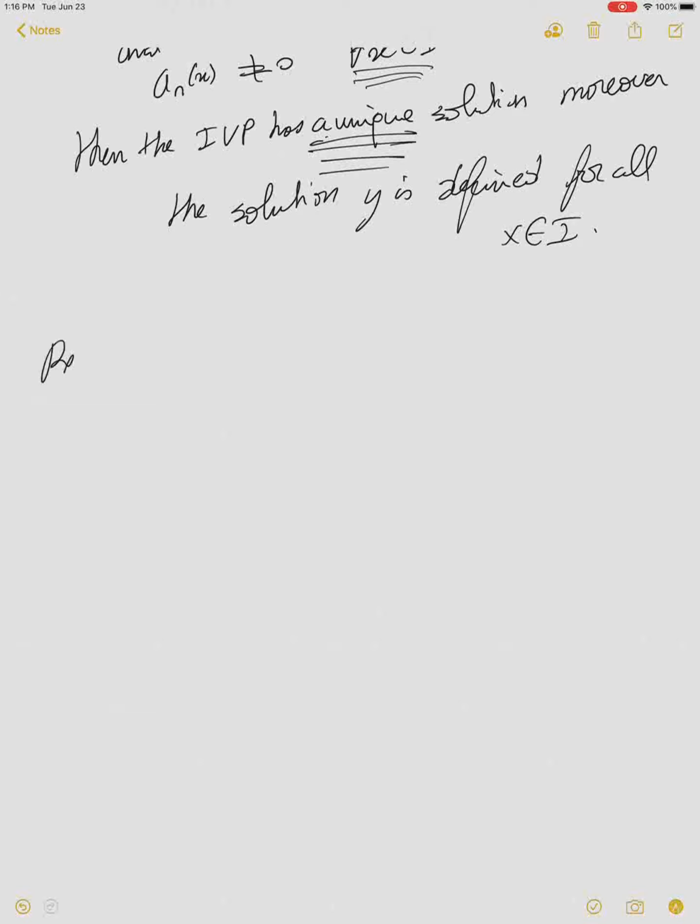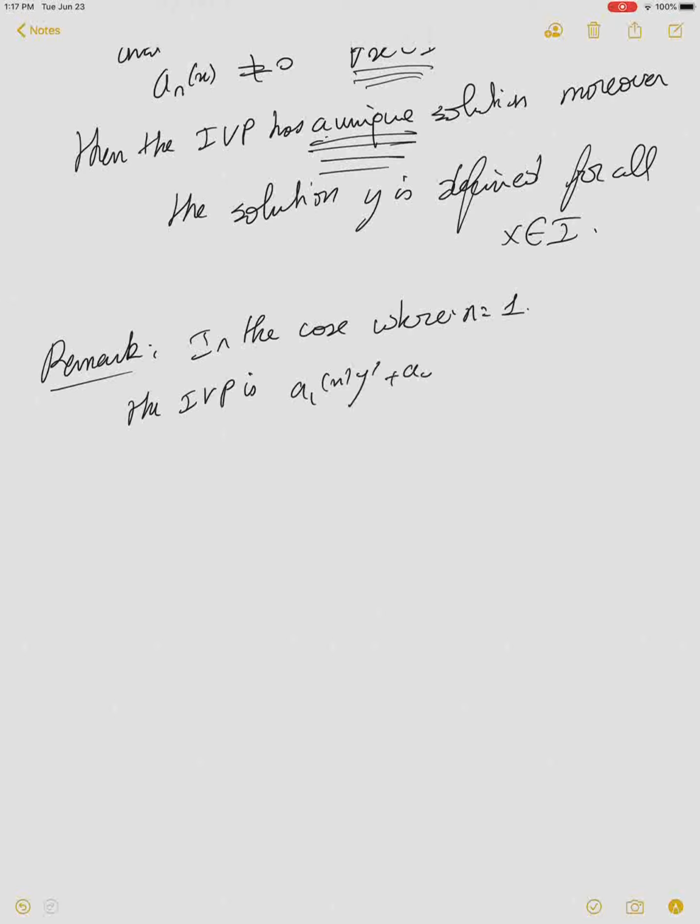So just a remark, in the case where n equals 1, so let's prove it in the case when n equals 1, the IVP is a1(x)y' + a0(x)y = f(x), and I have a1(x) different than 0, for the condition. And let's say I have y(x0) = y0.